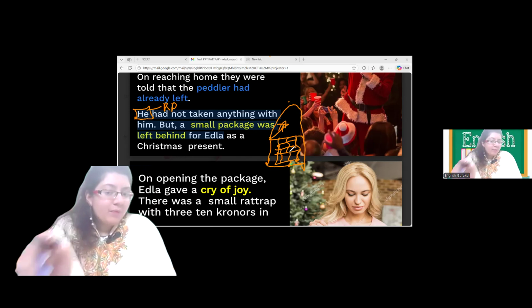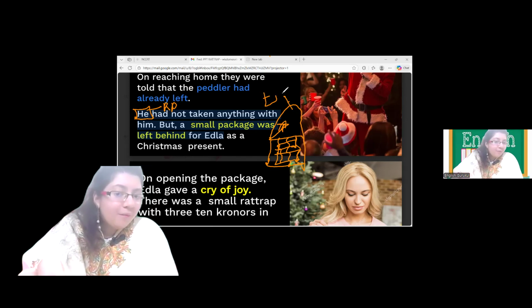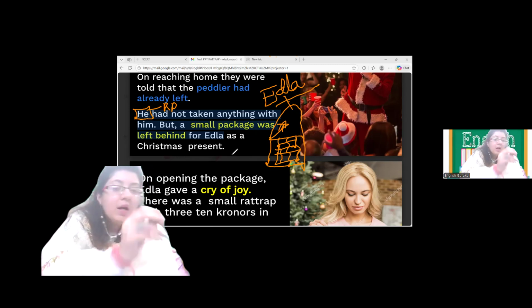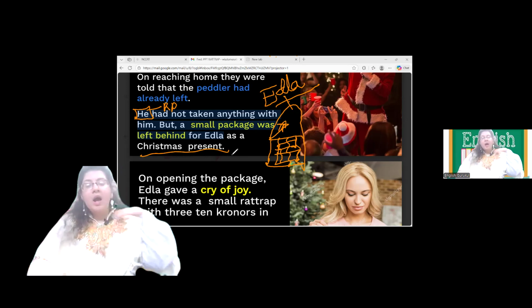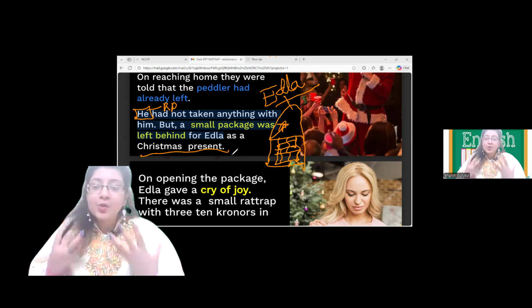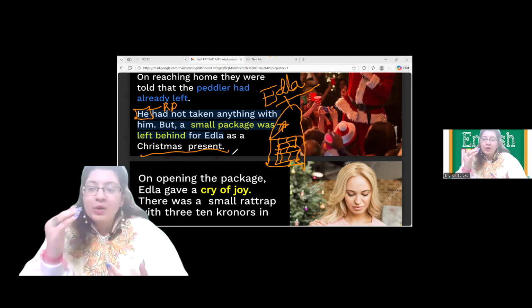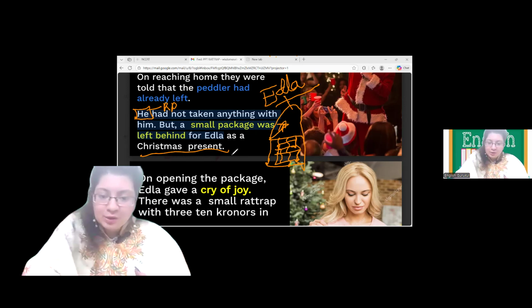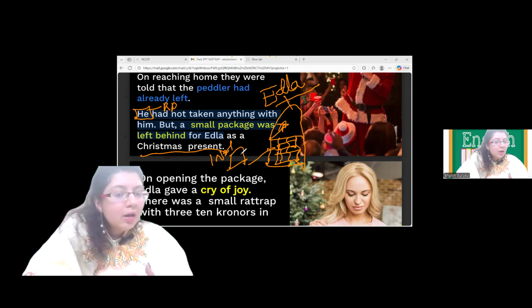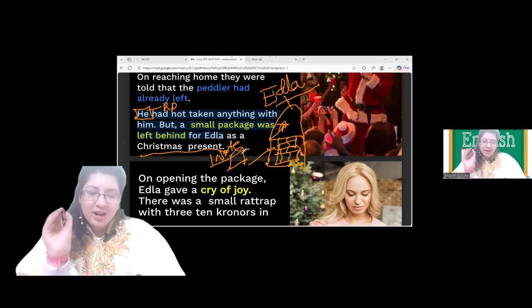It was left behind for Edla, as a Christmas present. So rather than stealing something from their house, he actually gifted them what he could afford. And what he could afford was the Rattrap that he used to make. And apart from that, you won't believe that he also left one note, which was specifically written for Edla.